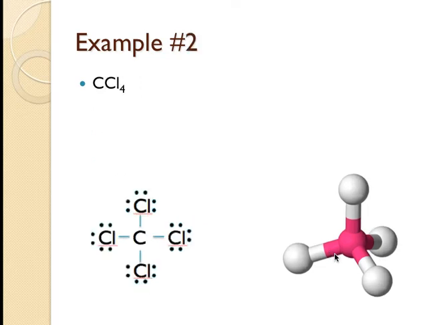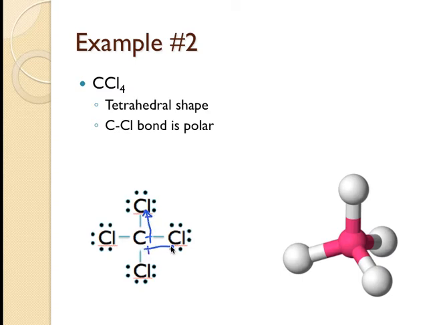Now let's look at the carbon tetrachloride molecule. Again, 4 electron domains. They orient themselves so that they're as far apart as they can be, so that's tetrahedral. Are these polar bonds? Yes, they are. The carbon is going to be slightly positive, with all of these bonds being partially negative where the chlorines are, and the carbon partially positive.